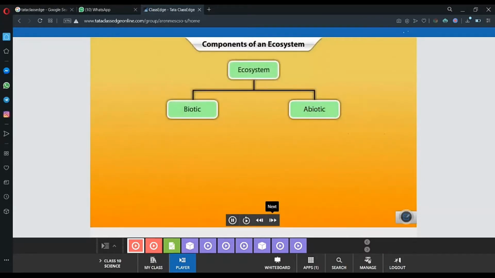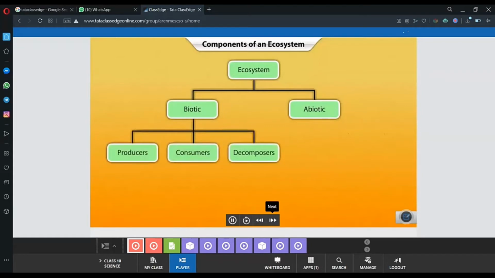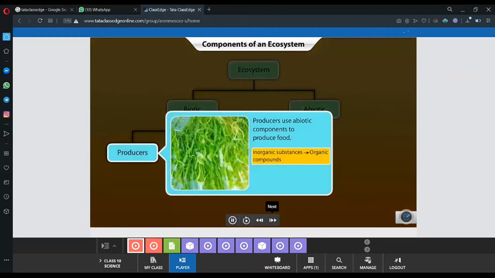Biotic components are further divided into producers, consumers, and decomposers. All green plants and certain blue algae produce their own food. They produce organic compounds like sugar and starch from inorganic substances with the help of sunlight, water, and chlorophyll. Hence, they are called producers.